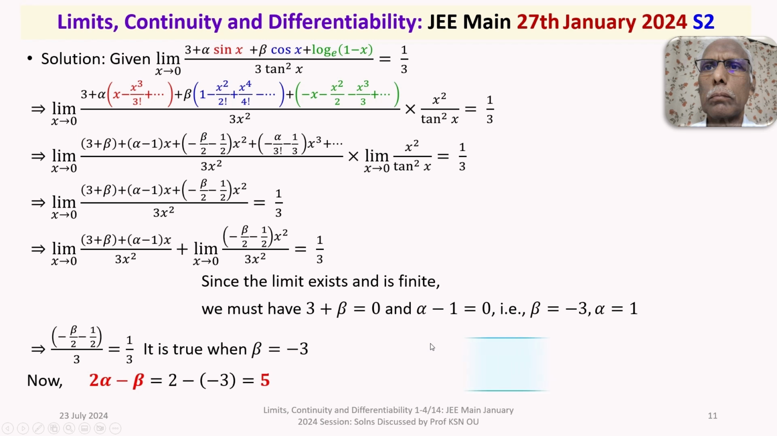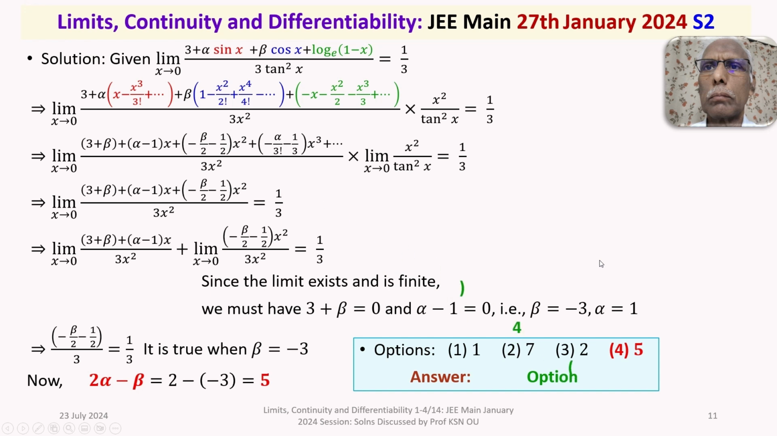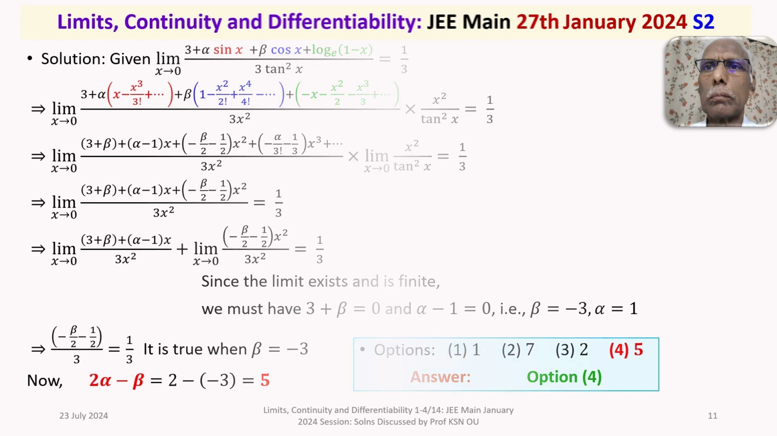So let's look at our options. Our answer 5 appears against option 4. Therefore, the answer to this question is option 4. That is the detailed discussion of the solution of the problem from the section Limits, Continuity and Differentiability from Differential Calculus. Now let's move to the next question.